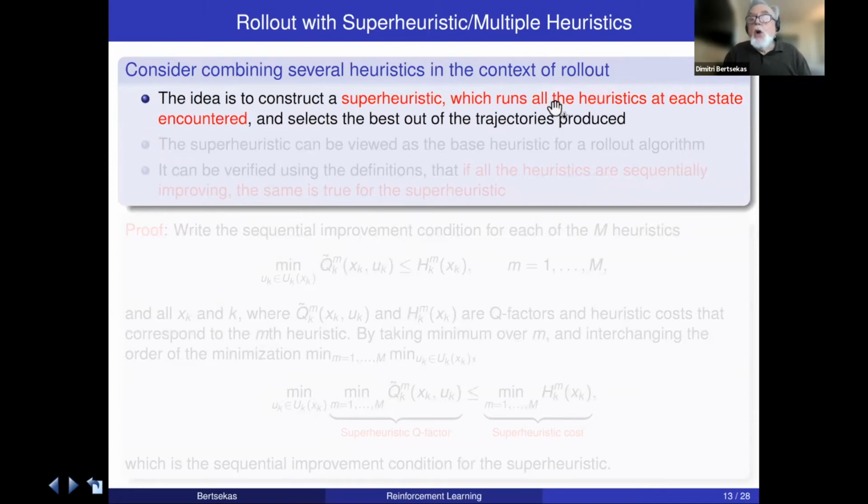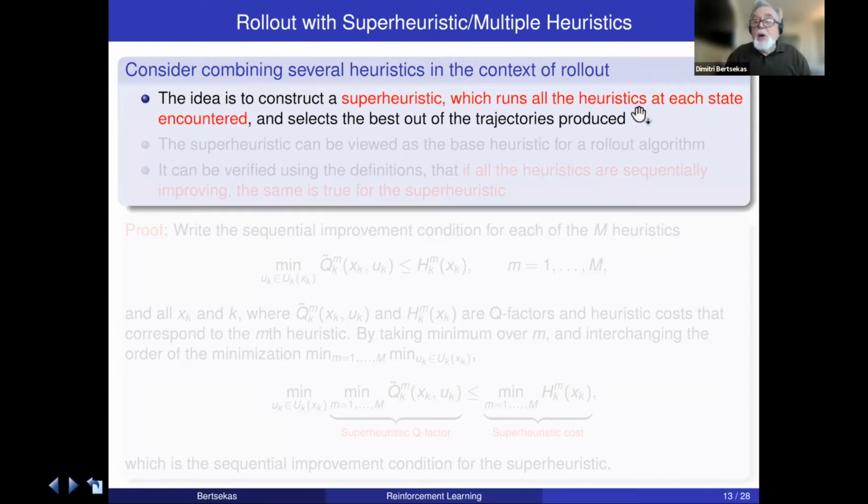Instead of running only one heuristic, we run all of them at each state that we encounter, and we select the result of the best, we choose the best results. In other words, we select to follow the best out of the trajectories produced.